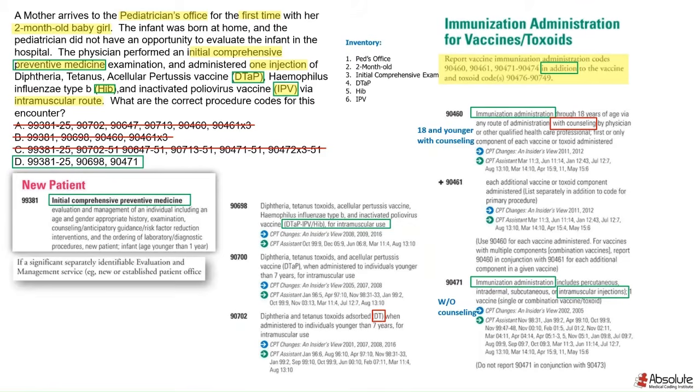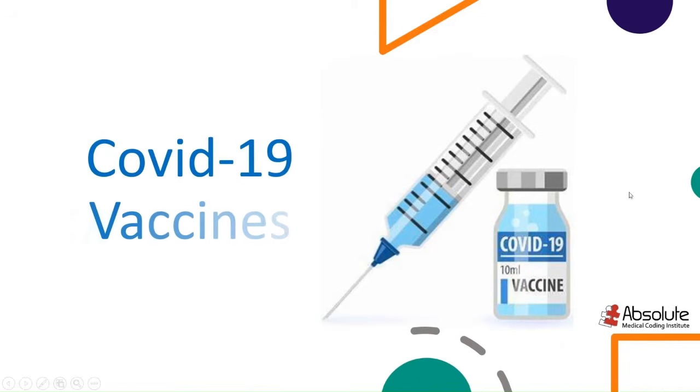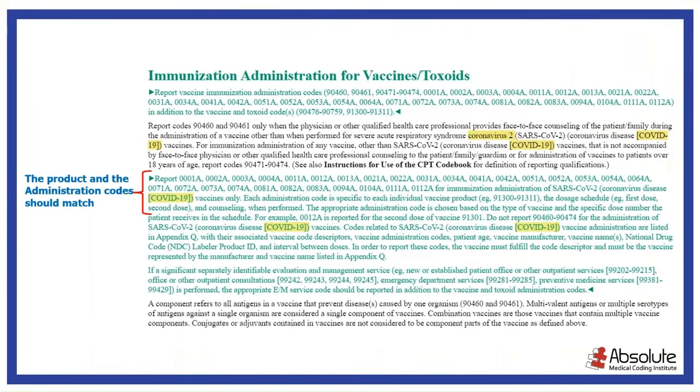Okay. So with that, let's move on to the next. What do we have next? Also a general reminder, if a significantly separate identifiable evaluation and management is provided, we have to append a 25 modifier as well. So next we are going to review the COVID-19 vaccines and its guideline. So the coding tip for you is that remember the product and administration code should match while coding for COVID-19 vaccinations.